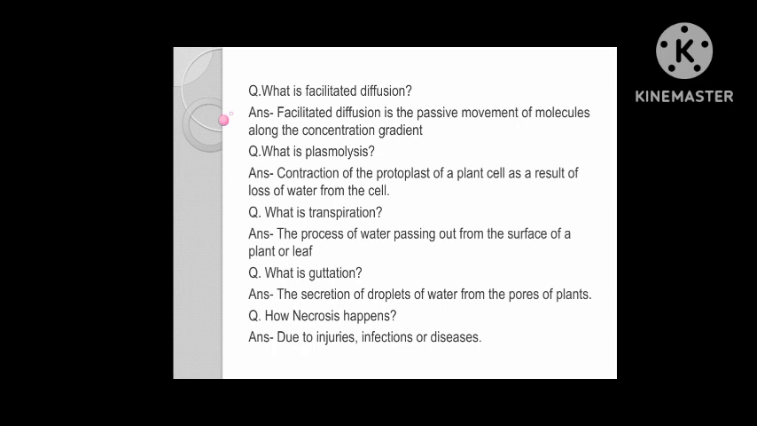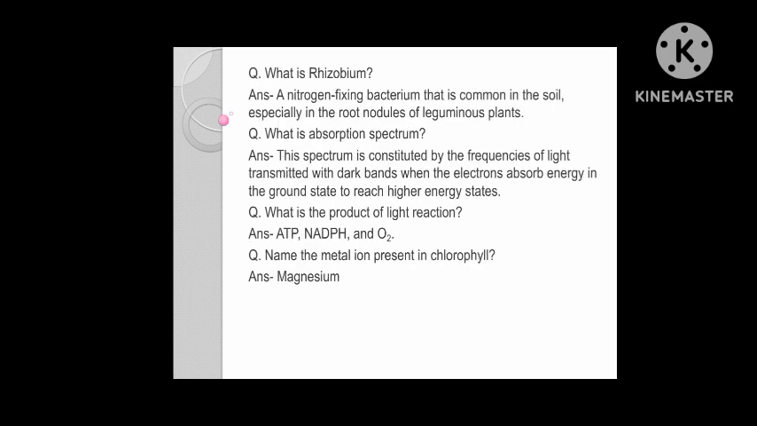Then how does necrosis happen? It happens due to injuries, infections or diseases. What is rhizobium? A nitrogen fixing bacterium that is common in the soil, especially in the root nodules of leguminous plants. Then what is absorption spectrum? This spectrum is constituted by the frequencies of light transmitted with dark bands when the electrons absorb energy in the ground state to reach higher energy states.